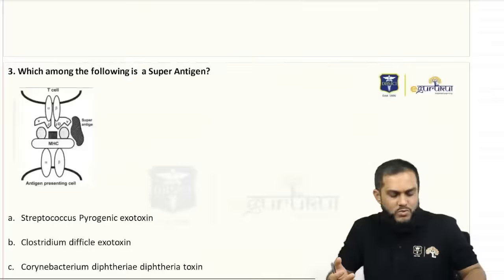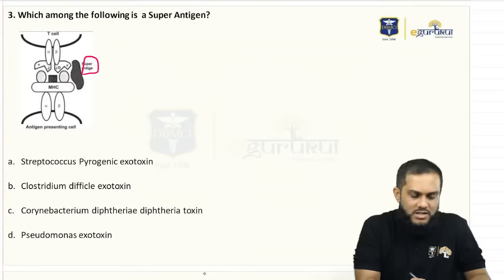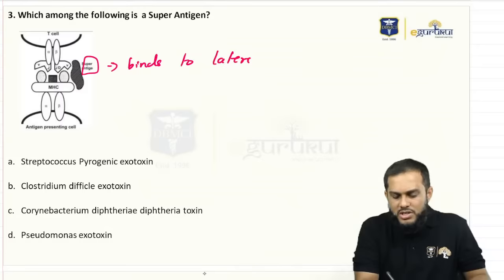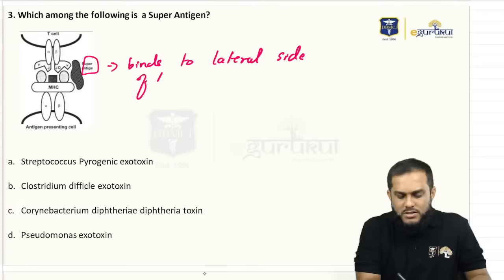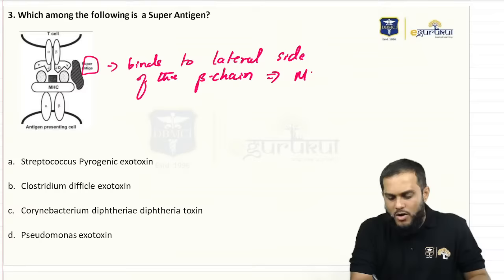Question number 3. Which among the following is a super antigen? The image was given. You know, a super antigen is an antigen that binds to the lateral side of the beta chain of the MHC2 receptor. That is what a super antigen is.